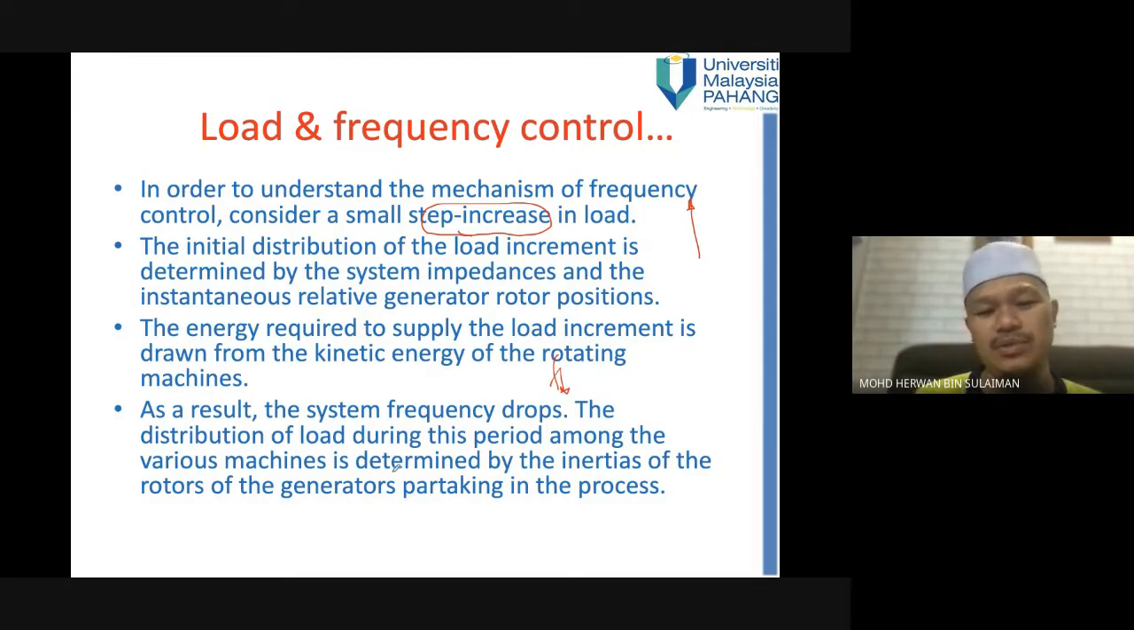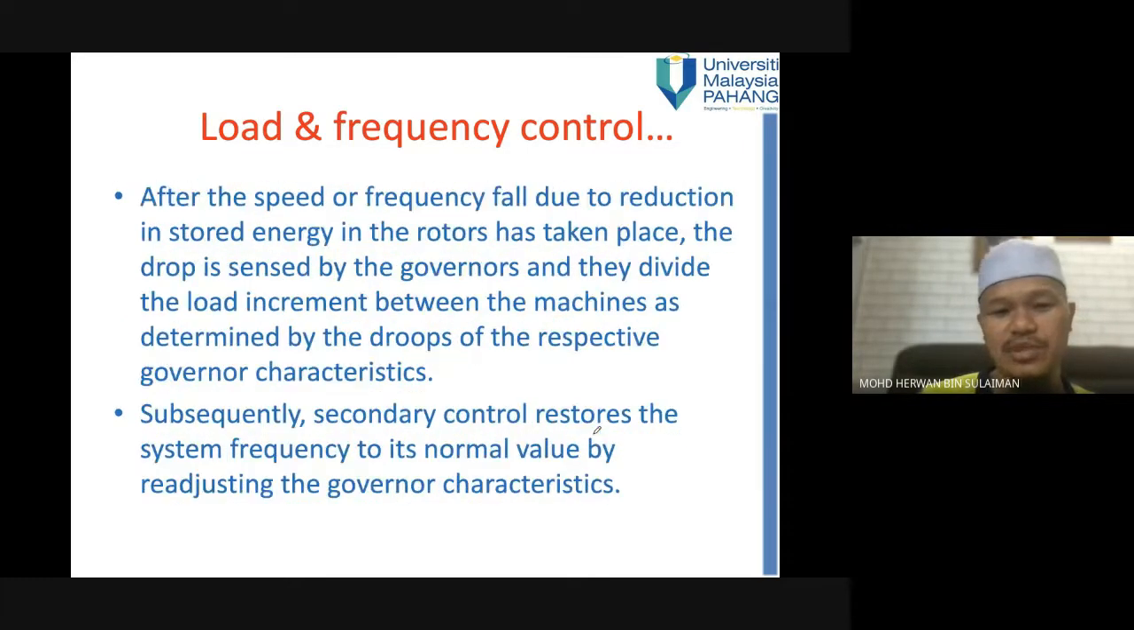And then the distribution of load during this period among the various machines is determined by the inertia of the rotors and the generators partaking in the process. After the speed or frequency falls due to reduction in stored energy in the rotors, the drop is sensed by the governors and they divide the load increment between the machines as determined by the droop of the respective governors. And then secondary control restores the system frequency.